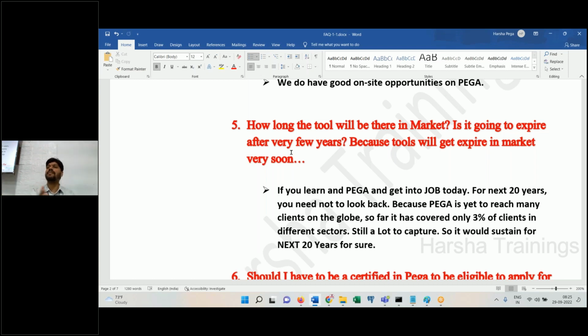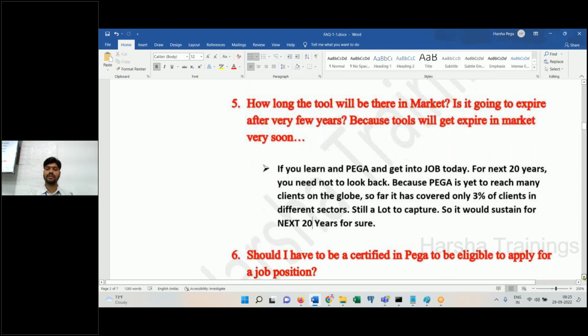Who knows, they may reduce the licensing cost to make it available to lower-level companies and spread across them, which means a wider market. Then obviously it will have huge opportunities in future. We are not very sure about it, right? But as long as application development is needed in the real world, PEGA will be there. That's how PEGA is different from other tools.